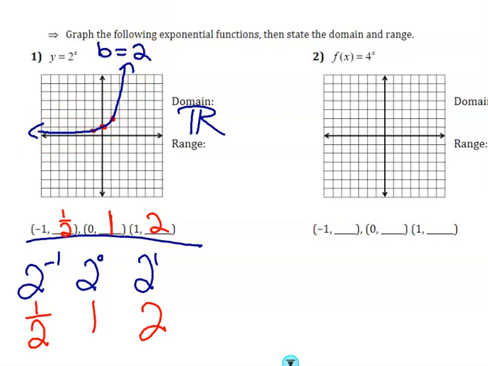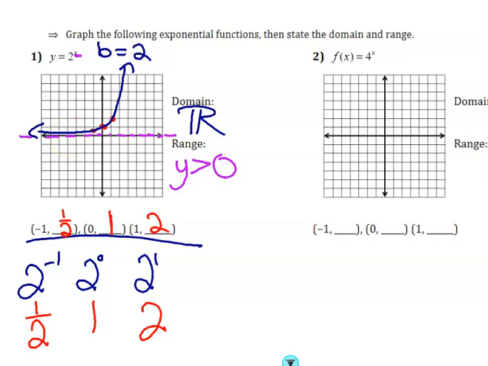And then the range. What is the range? Well, there's nothing attached to x, so that means that my asymptote is x equals 0. So there's no y values smaller than 0. So y is greater than 0.